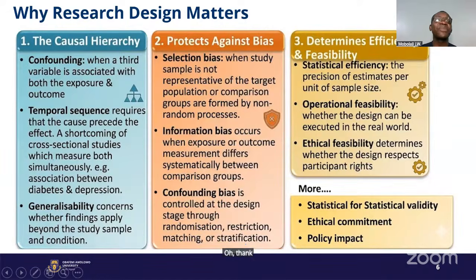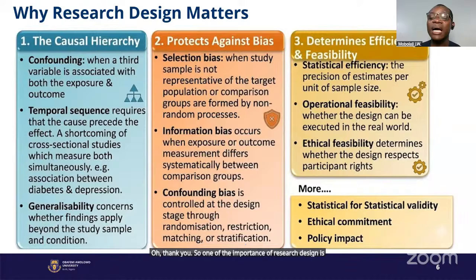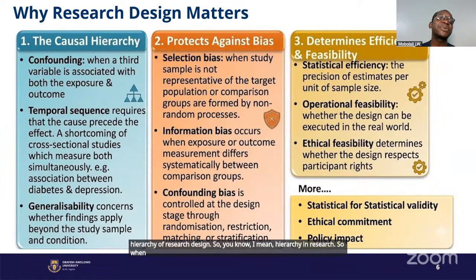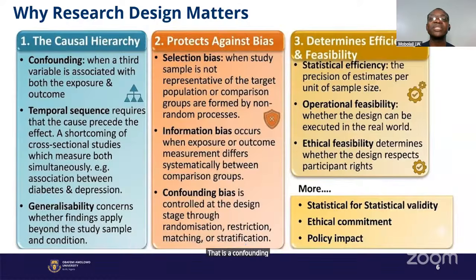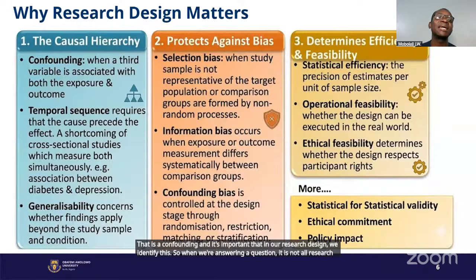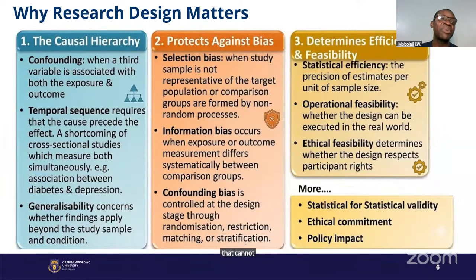Thank you. So one of the importance of research design is the causal hierarchy of research design. When a third variable is associated with both the exposure and outcome, that is a confounding. And it's important that in our research design, we identify this. When we're answering a question, not all research designs can imply causality. There are some that would imply causality, and there are others that cannot.